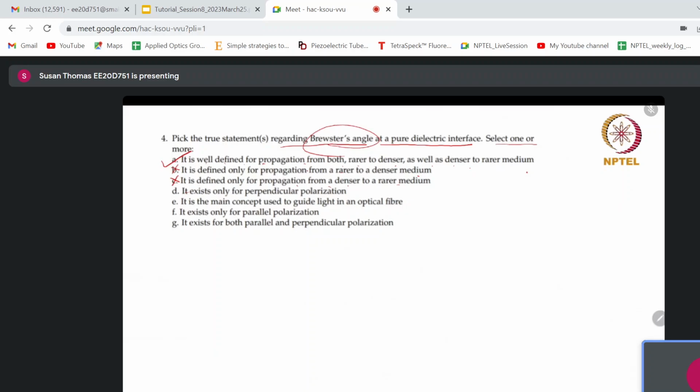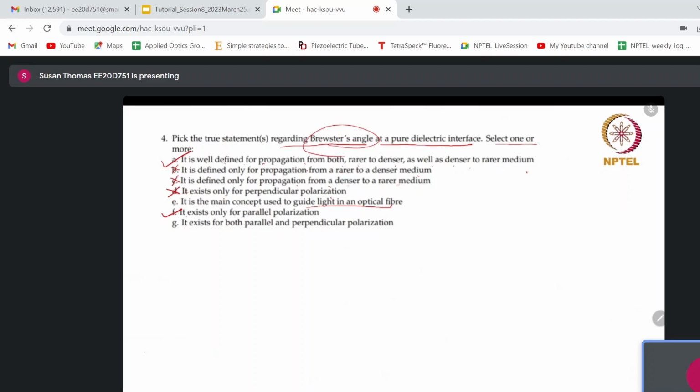Now next statement, it exists only for perpendicular polarization. Another option is it exists only for parallel polarization. If you have gone through the video lectures, the professor has gone through the derivation of Brewster's angle, wherein you see that Brewster's angle exists only in case of a parallel polarization, not in case of a perpendicular polarization.